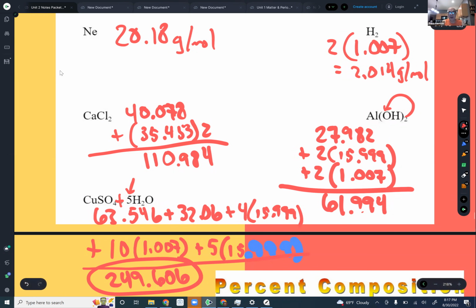All right, this is everything I need you to know about how to calculate a molar mass. Thank you very much. I will talk with you again soon.